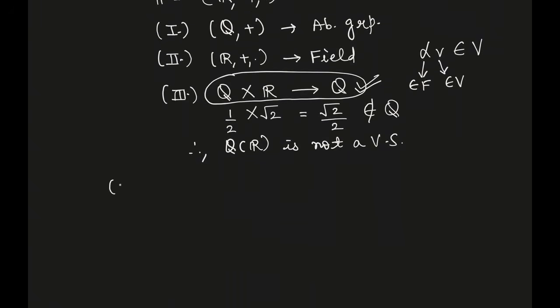So next example, V is equal to singleton 0 with respect to plus and field is real with respect to plus and dot. Now check this example also.